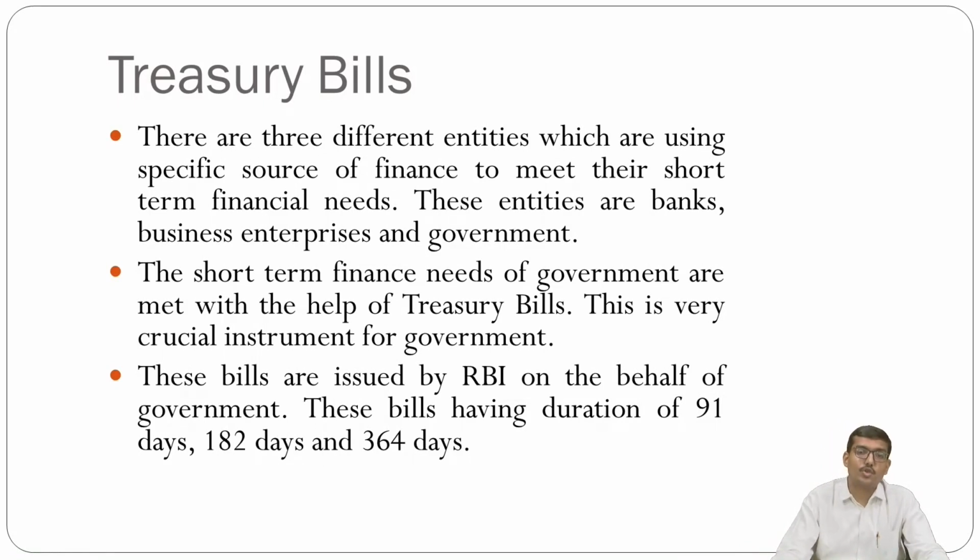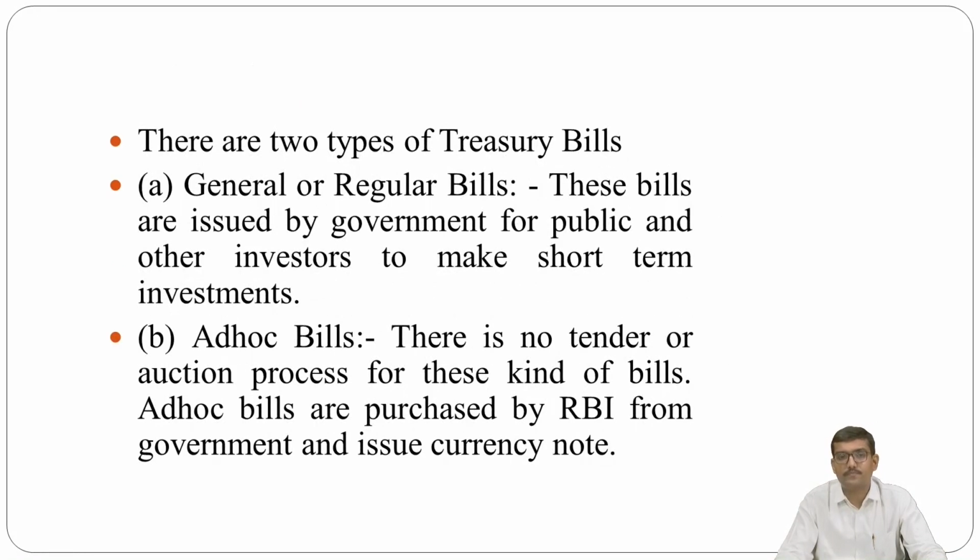These bills are issued by the RBI on behalf of the government, and they have a duration of 91 days, 182 days or 364 days. There are two different types of treasury bills. First is the general or regular bill and second is the ad hoc bill.